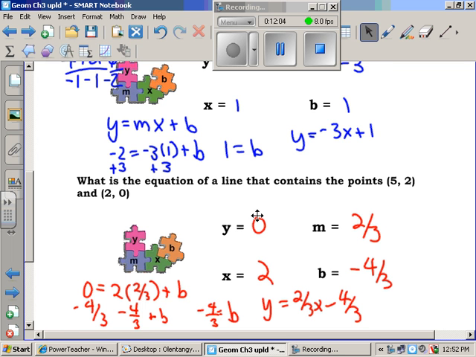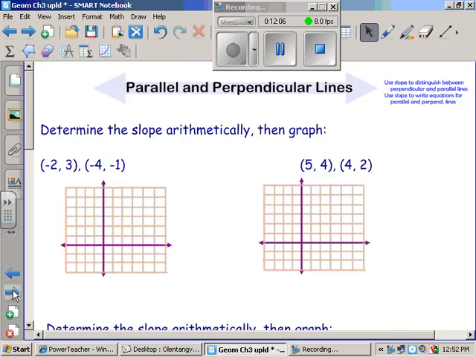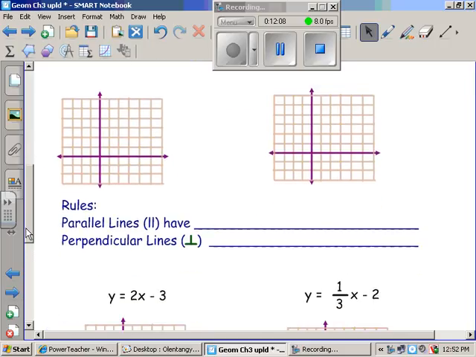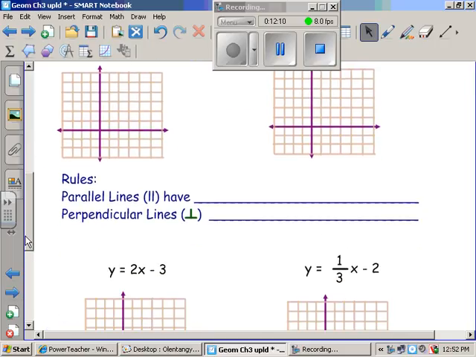All right, now let's talk a little bit about parallel and perpendicular. Hopefully we know this already. I think you guys already talked about it on your preview questions. Parallel lines have what kind of slope? The same, right. Parallel lines have the same slope. How about perpendicular? Opposite.